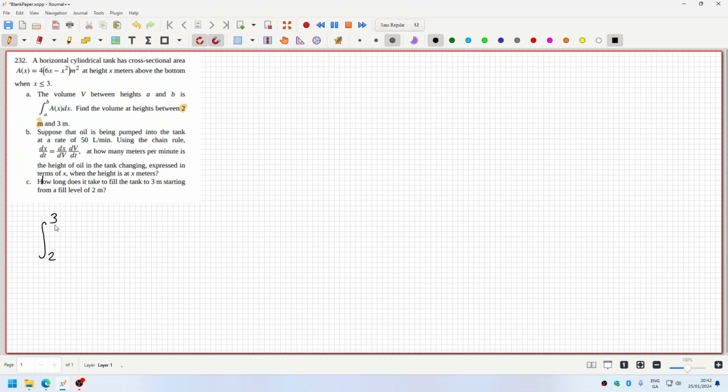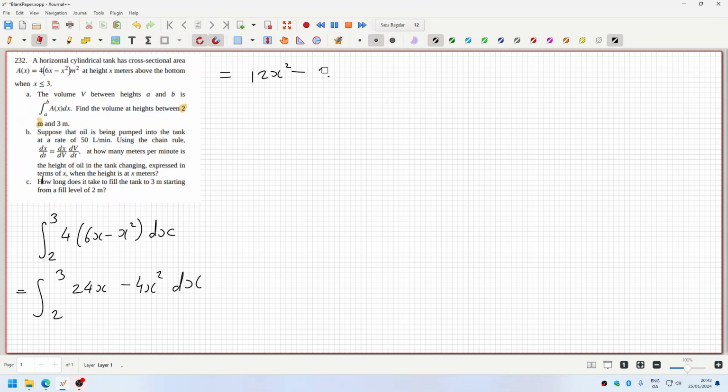2 and 3 for 6x minus x squared dx. So that is integration 2 and 3, 24x minus 4x squared dx. So that is 12x squared minus 4 over 3x cubed, 2 and 3.